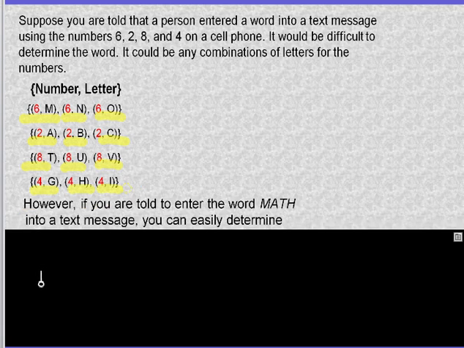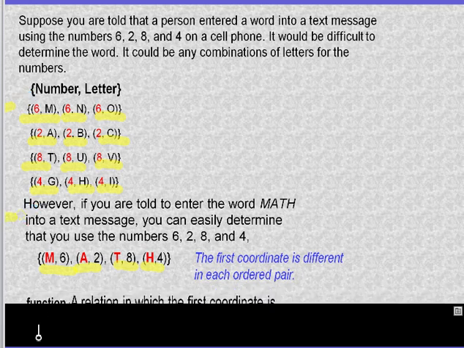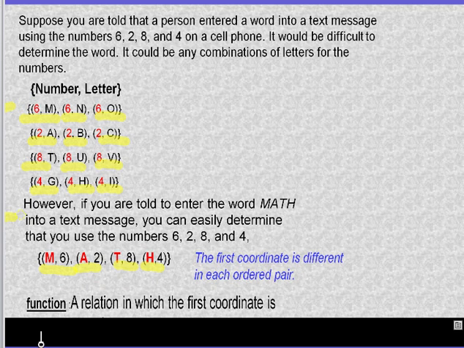However, if I said they entered the word math into the text message, you know exactly what numbers they pressed. Because for the letter M, there's only one number associated with it. That's 6. Same with A, T, and H. So you can see the difference between telling you which numbers versus which letters. And that defines the difference between what is a function and what is not a function.